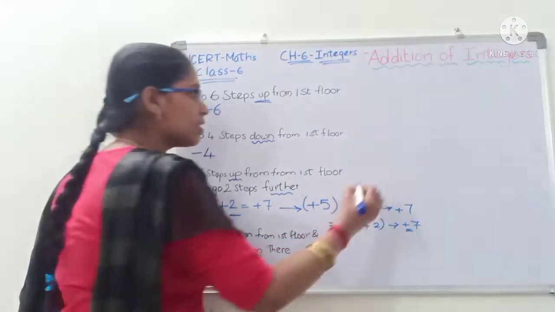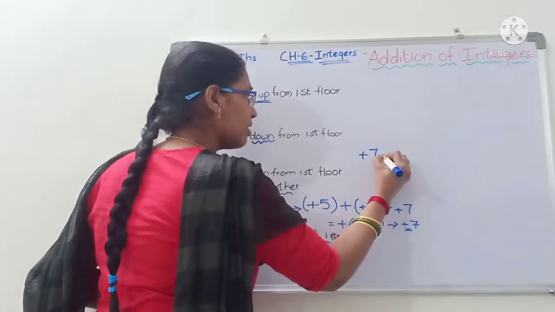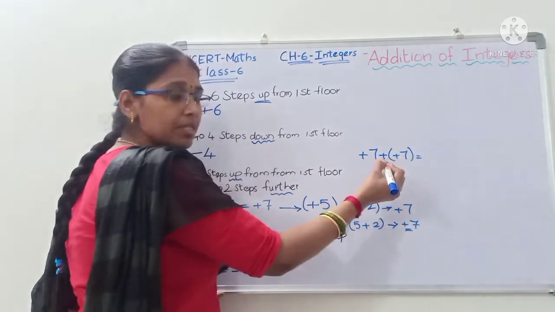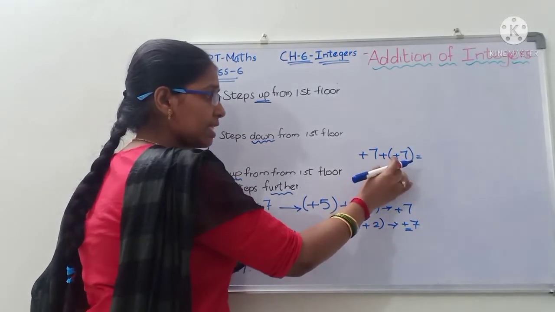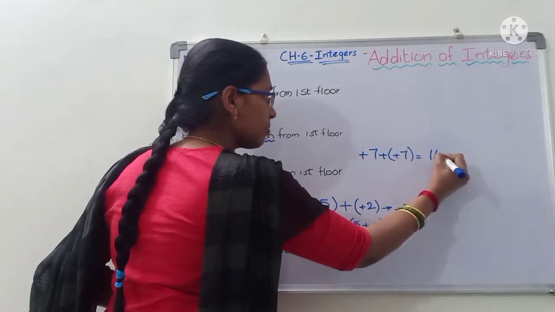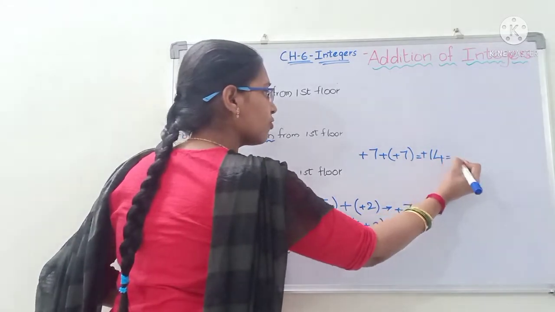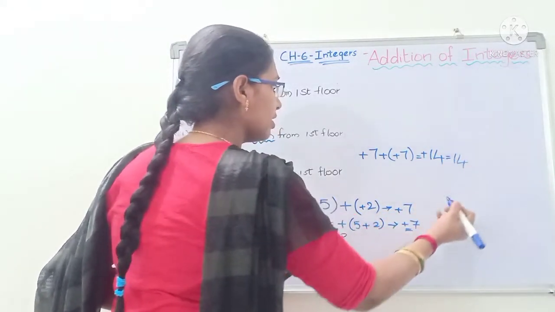Suppose plus 7 plus 7. Both numbers are positive. So forget the sign and just 7 plus 7 is 14. Both are positive, so it is plus 14. Plus 14 is nothing but 14.